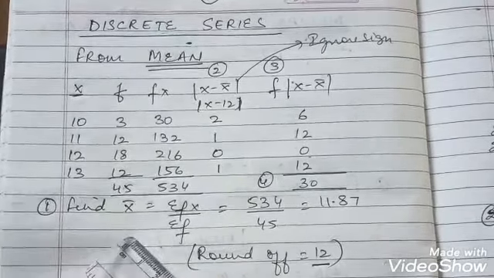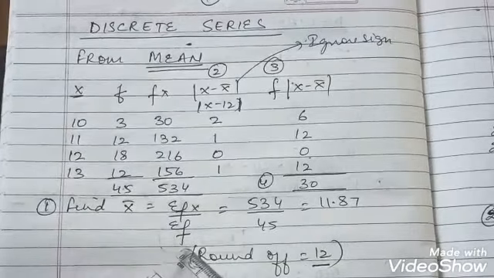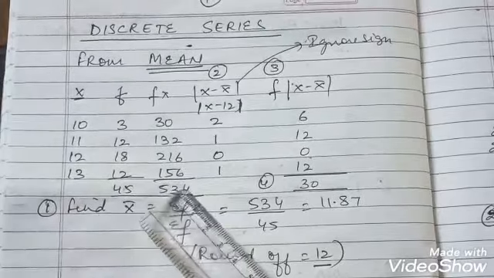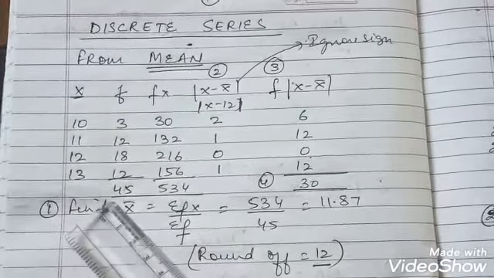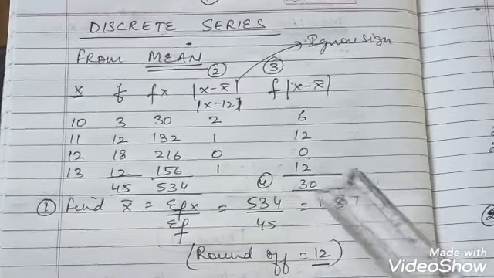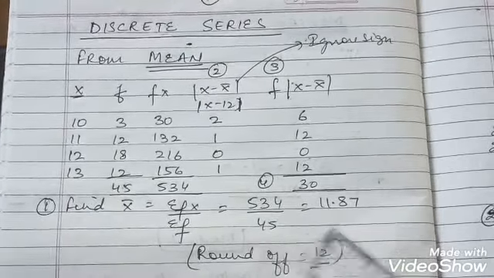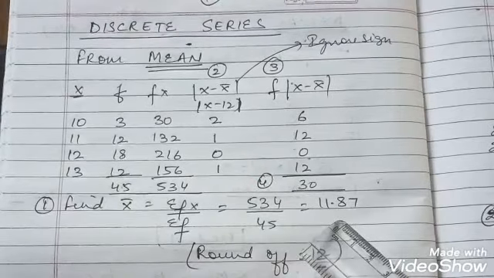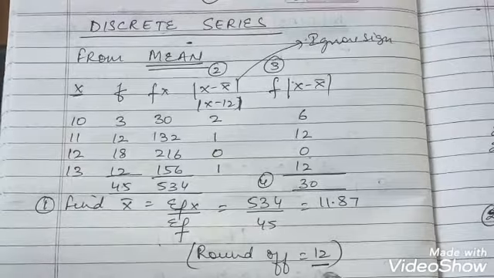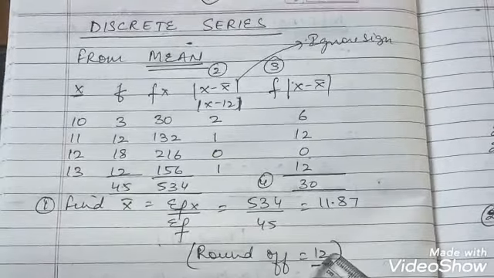How do you calculate actual mean? Sigma fx upon sigma f. So sigma fx is f into x, you got this 534 divided by 45. Right, so you get 11.87. Because this is a very vague number, taking out deviations from 11.87 is going to be a little difficult. You can round it off to the next number, which is 12, just for the sake of convenience.